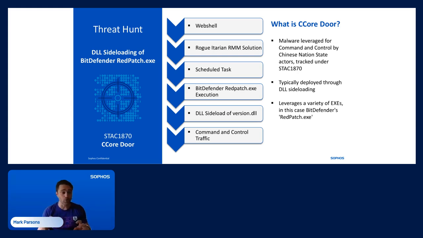And then what is C Corridor? We actually identified and found this. I think we got beaten by a week for this unnamed malware at the time. But we tracked this specific STACK, or security threat activity cluster, 1870 as leveraging it. It's typically been deployed via DLL sideloading, and it leverages a variety of different executables, not just Bitdefender's redpatch.exe, but a whole host of what we've identified over the past year and a half.